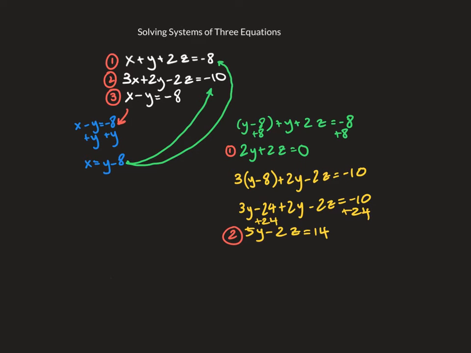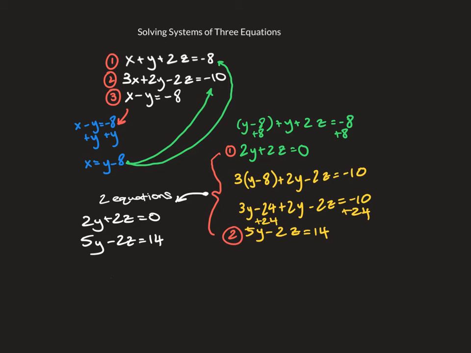So now we've got two equations that each have two variables. So now what can we do with that? We'll reset this into a system of two equations. So you've got 2y plus 2z equals 0. And then 5y minus 2z equals 14. So those are our two equations.